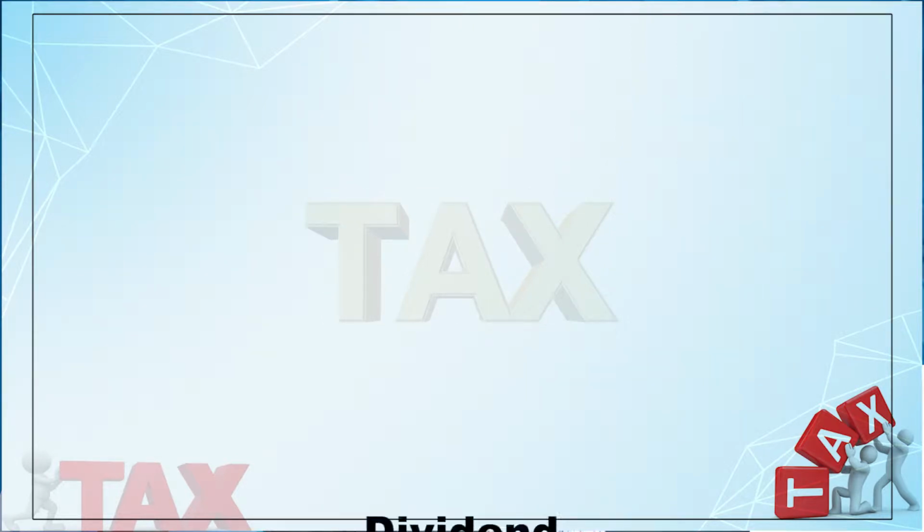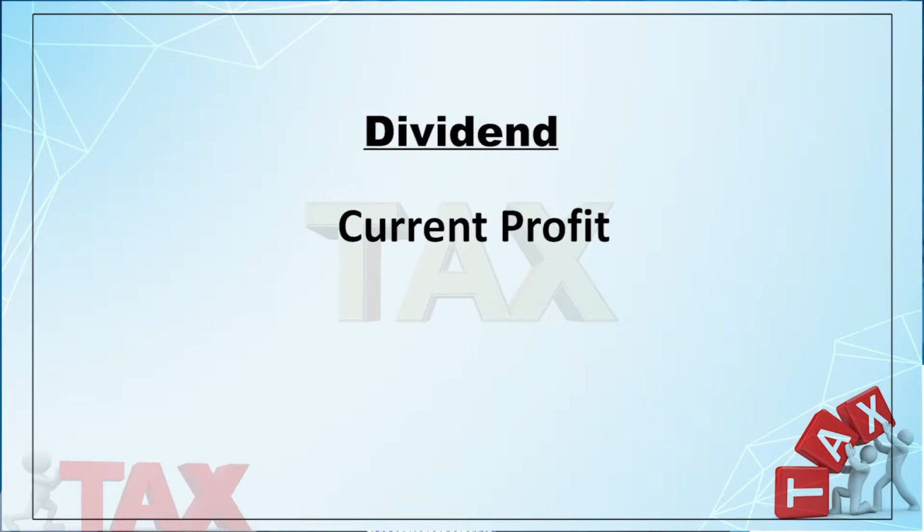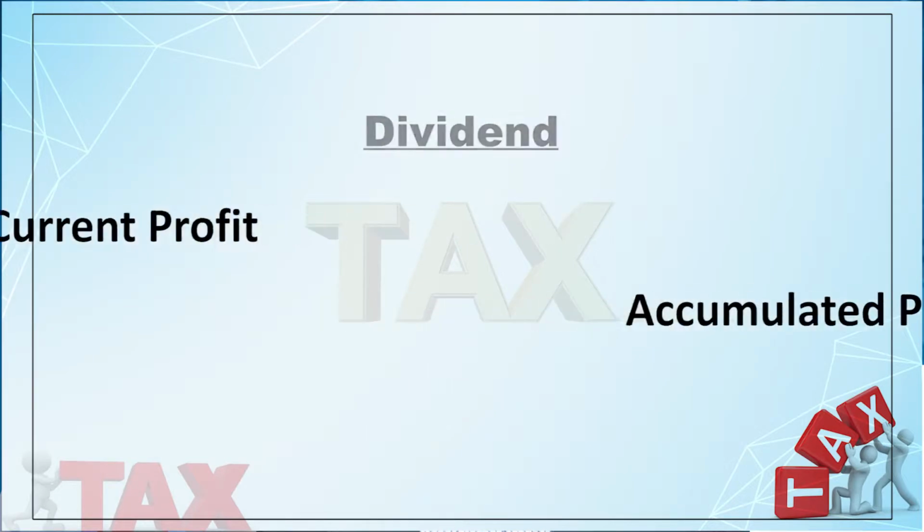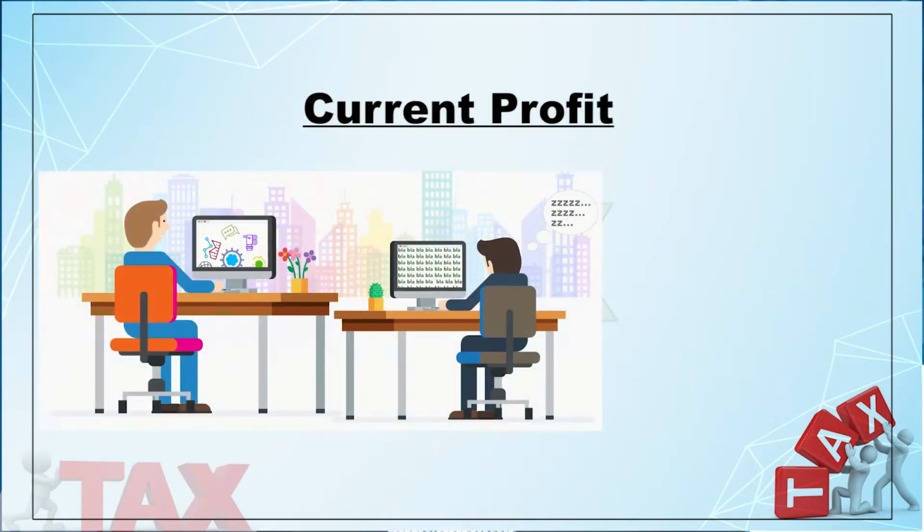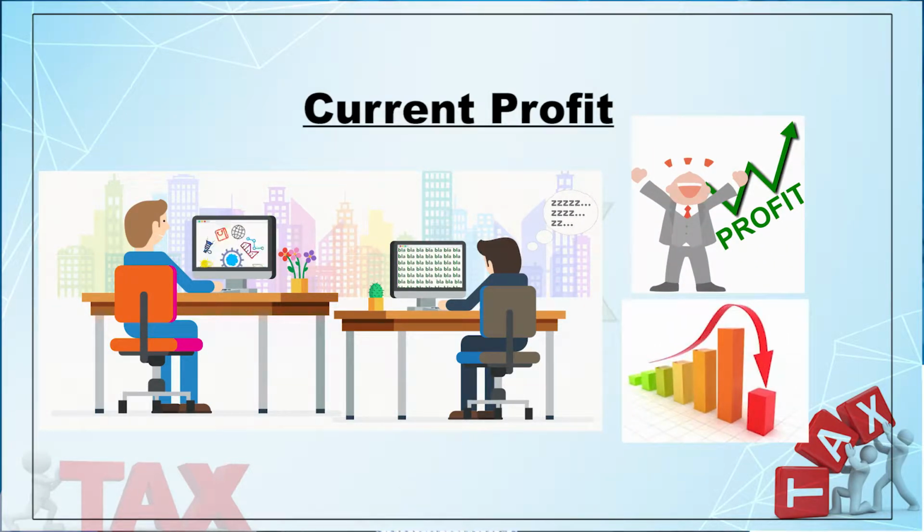Now, the dividend can be distributed or paid out of current profit or accumulated profit. What is current profit? Every company is required to prepare the statement of profit and loss as per the Companies Act. So, the profit shown in the statement of profit and loss is the current profit. The company may pay the dividend out of its current profit. Current profit means the profit of the current financial year. And the company may also distribute dividend from accumulated profit.